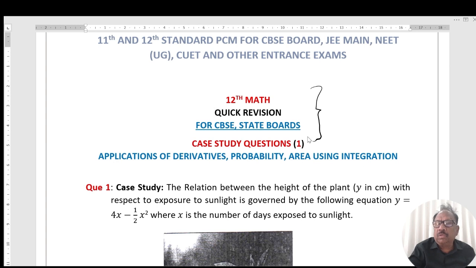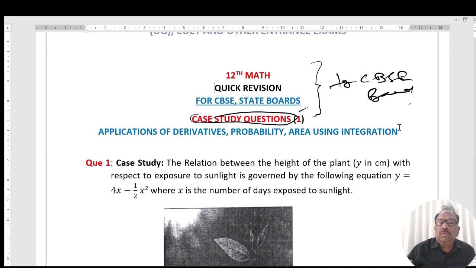In today's session, one of the case study questions for the CBSE board. In this session, I will discuss three questions: application of derivatives, probability, and area using integration.